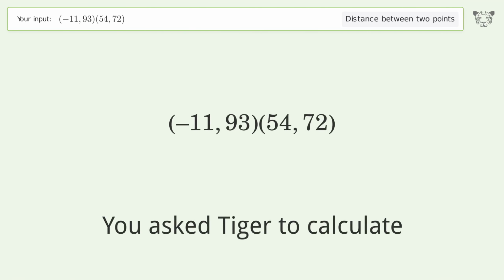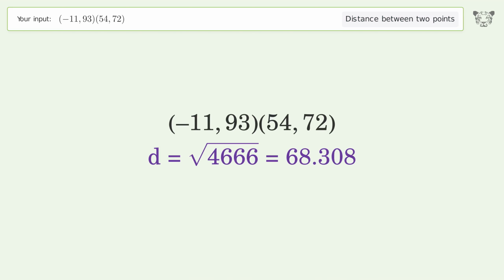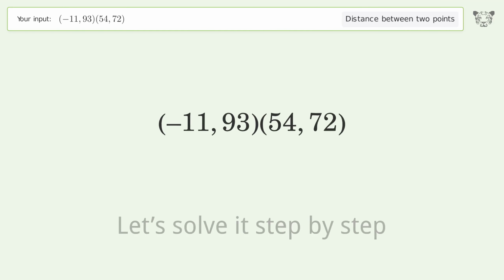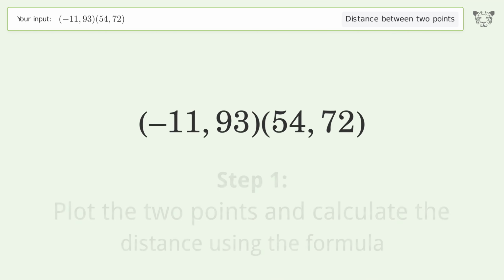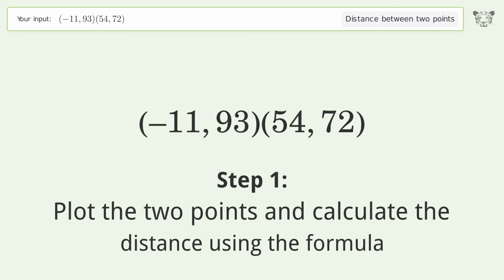You ask Tiger to calculate. This deals with the distance between 2 points. The distance between the 2 points is the square root of 4,666, or 68.308. Let's solve it step by step. Plot the 2 points and calculate the distance using the formula.